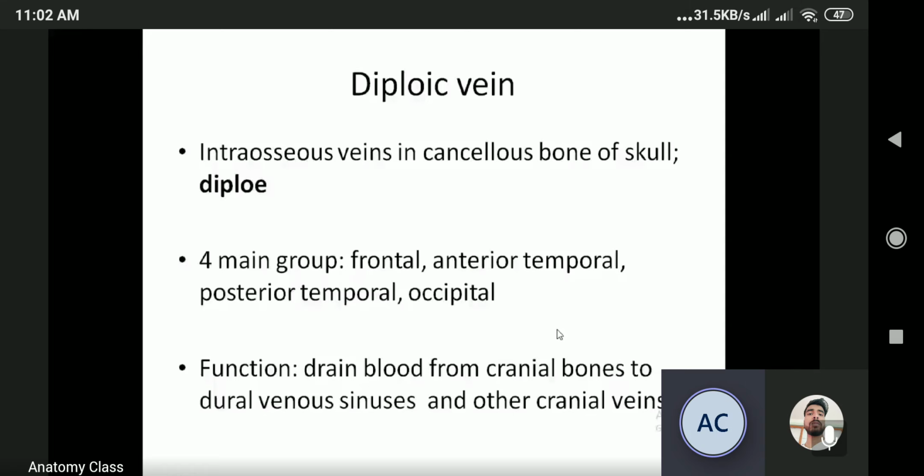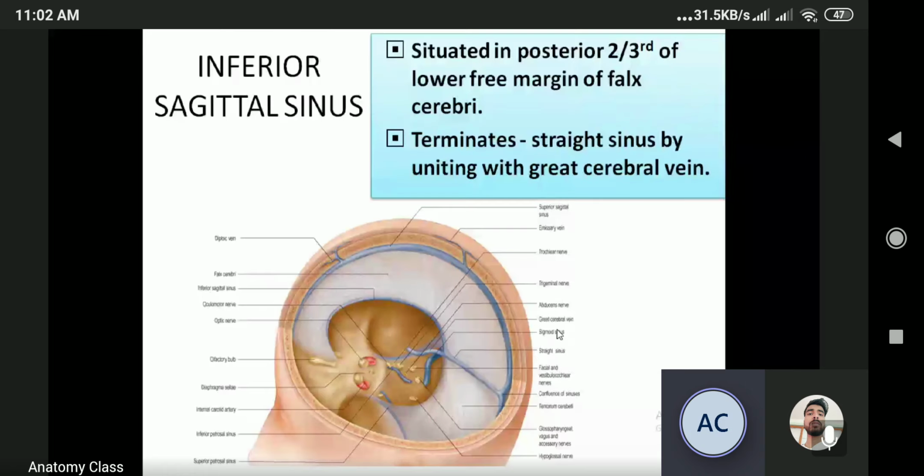Then the next unpaired sinus is the inferior sagittal sinus. Now once again, let's see here. Here the left part of the wall has been removed. So we can see here the superior sagittal sinus and its tributaries: diploic vein, superior cerebral vein, emissary vein, all of them are there.